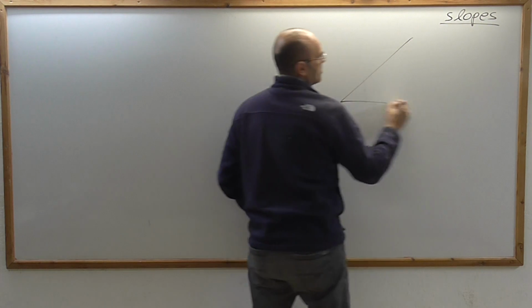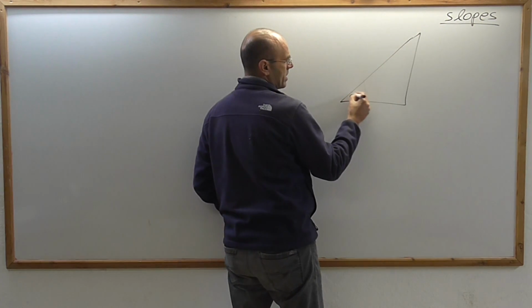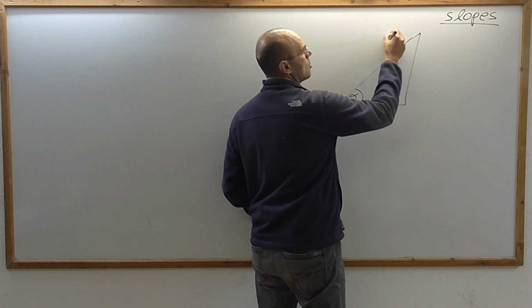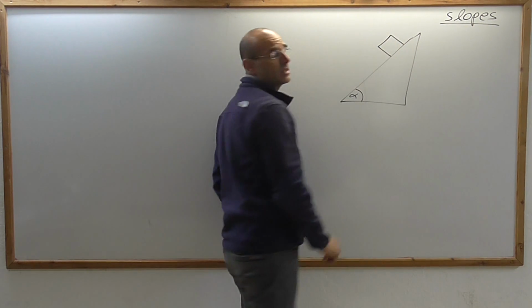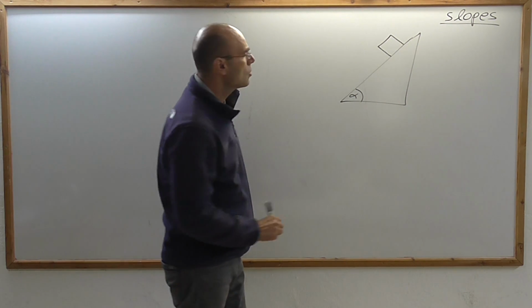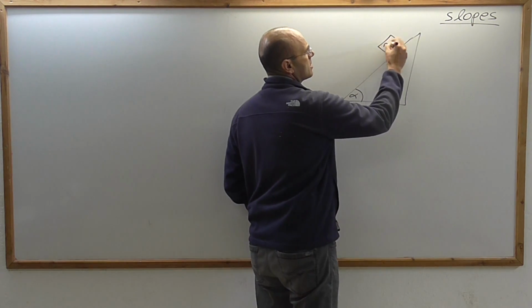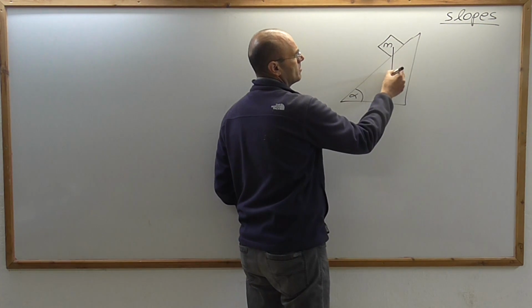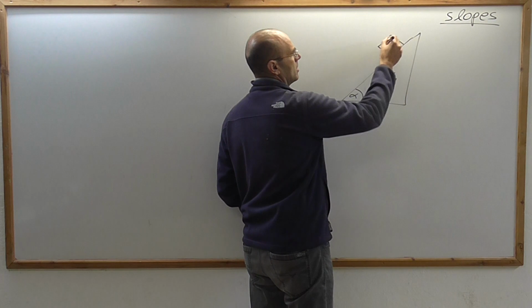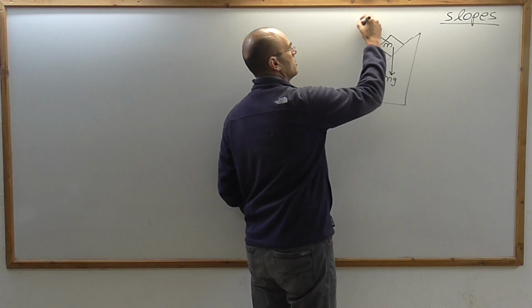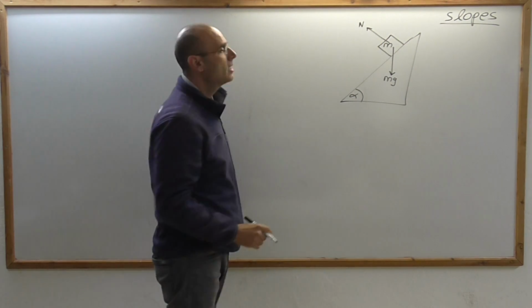Let's draw a slope. This is a slope with an angle alpha. And let's suppose there is an object right here. I want to apply forces on this object. So, let's say its mass is m. So, downwards, mg. Perpendicular to the surface, the normal force.